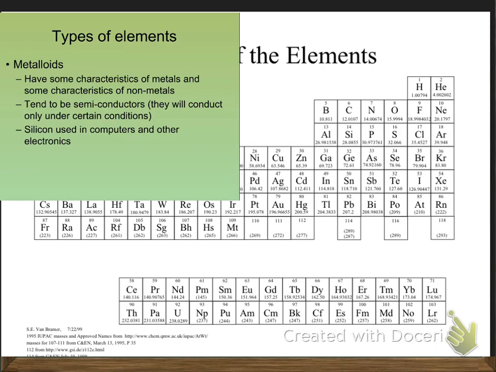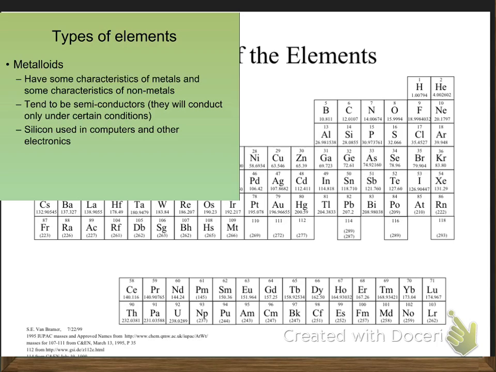Then we have the metalloids, also sometimes called semi-metallics. You'll see them listed either way. They're kind of neither fish nor fowl. They have some characteristics of metals. They have some characteristics that are more common in nonmetals. And some of them behave differently depending on the conditions of temperature and pressure that they're under.